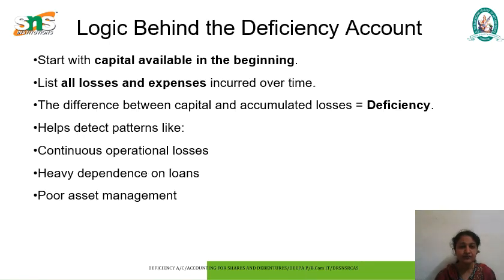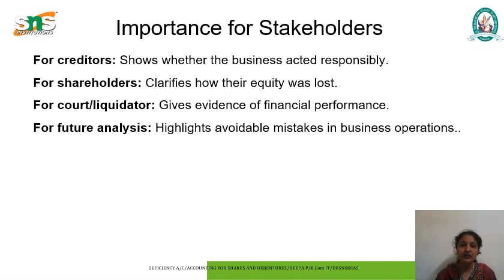Then what is the logic behind the deficiency account? Start with the beginning capital, then list all the losses and expenses incurred over the period of time, then deficiency equals capital minus accumulated losses. It helps to detect continuous operational losses, heavy dependence on loans, and poor asset management. It is very important for stakeholders.